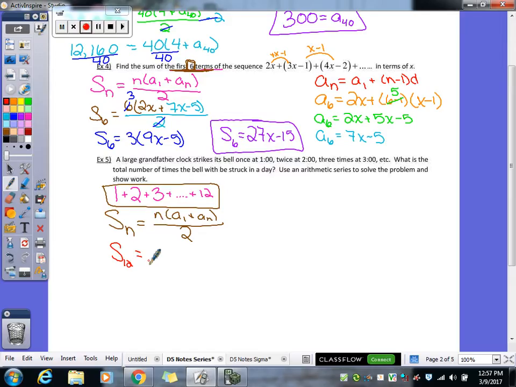So our n is going to be 12 because we're going from 1 o'clock to 12 o'clock, so we're looking at 12 different times here. Our first term would be a 1. Last term would be a 12. So let's figure out what that is going to be. So our sum for the first 12 hours, 78.